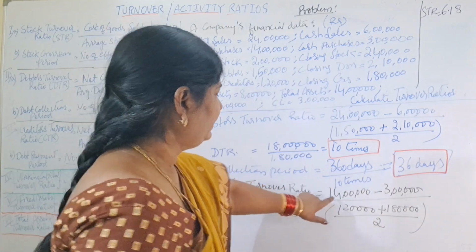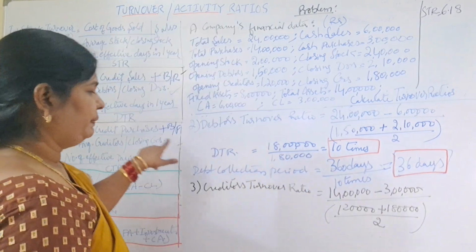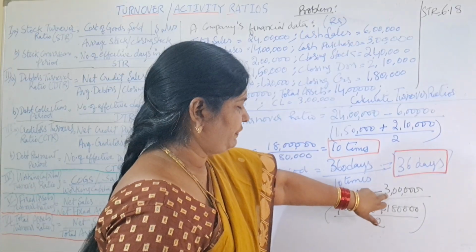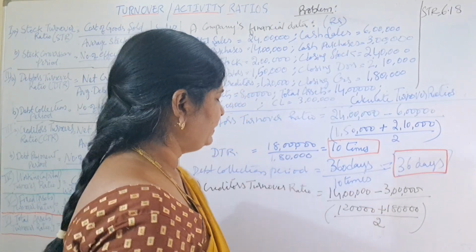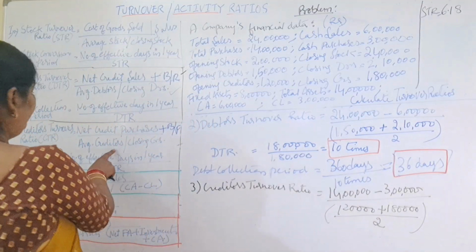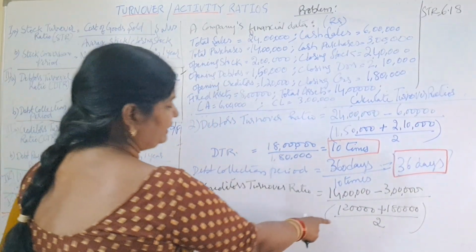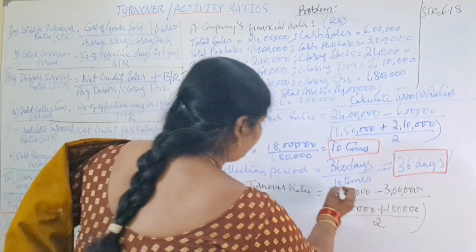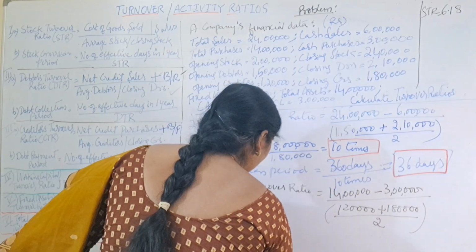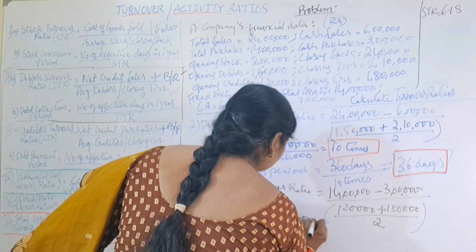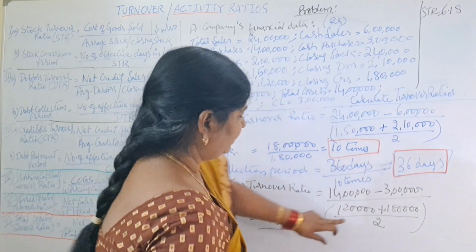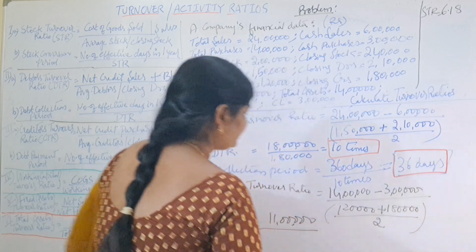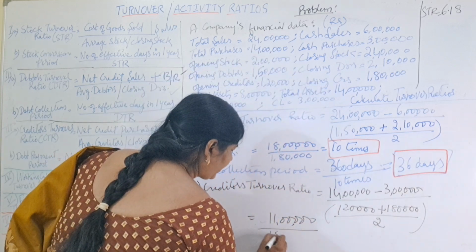So here what have you taken? Net credit purchases, meaning total purchases minus cash purchase, which we have deducted. Then we get net credit purchases divided by average creditors. Average creditors means opening creditors plus closing creditors divided by 2. So what is that amount? 11 lakhs divided by 1 lakh 20,000 plus 1 lakh 80,000, which is 3 lakhs. 3 lakhs divided by 2 is 1 lakh 50,000.